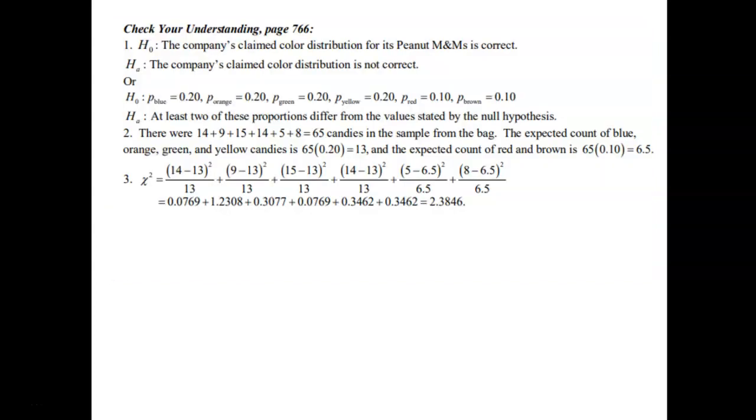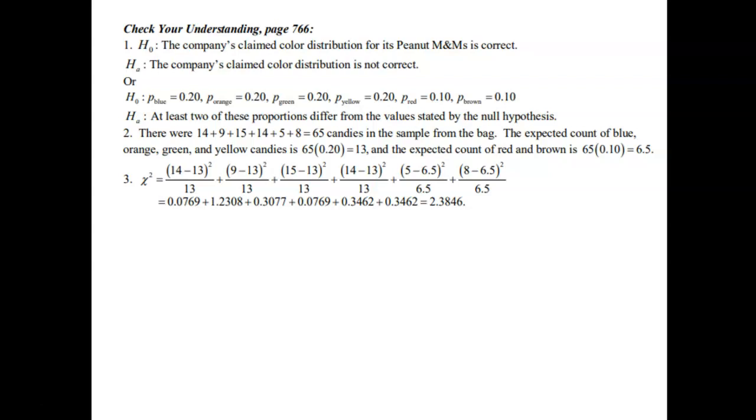So the hypotheses in words is best. They just say the company's claimed color distribution for peanut M&Ms is correct, or the distribution of colors of the peanut M&Ms is what the company described. And then the alternative hypothesis is just that it's not the same as what they said. Now you could write those with subscripts, proportion p sub blue, p sub orange, and so on, but that seems like overkill.